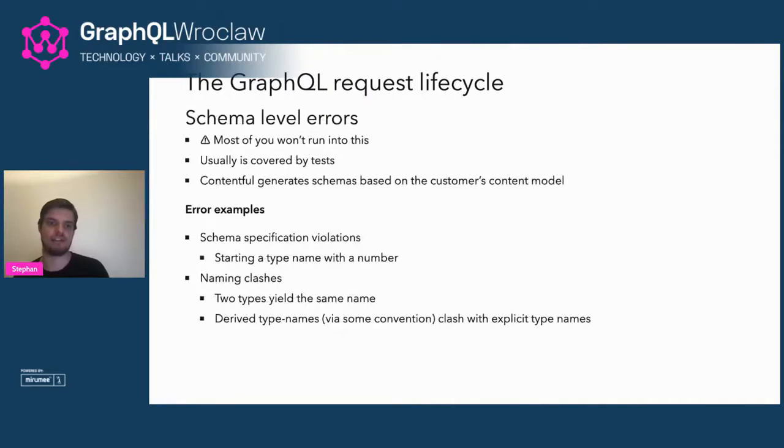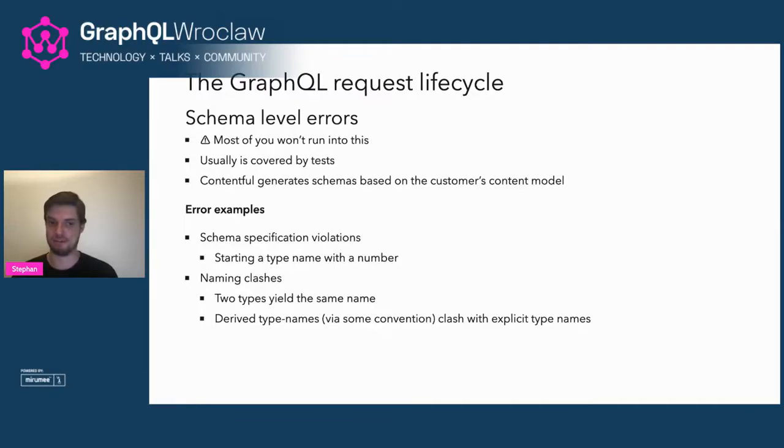Once you get to the actual GraphQL server, the first thing you have to have is a schema. Here it's the tricky part at Contentful. We have a bunch of schema level errors when we're generating a schema, because we're generating it from customer provided data, and that can go wrong, of course. Most of you probably won't run into this, or if you do, it will be covered by your tests, because you're probably dealing with just a single static schema. And when that fails to generate, all your tests will fail, of course.